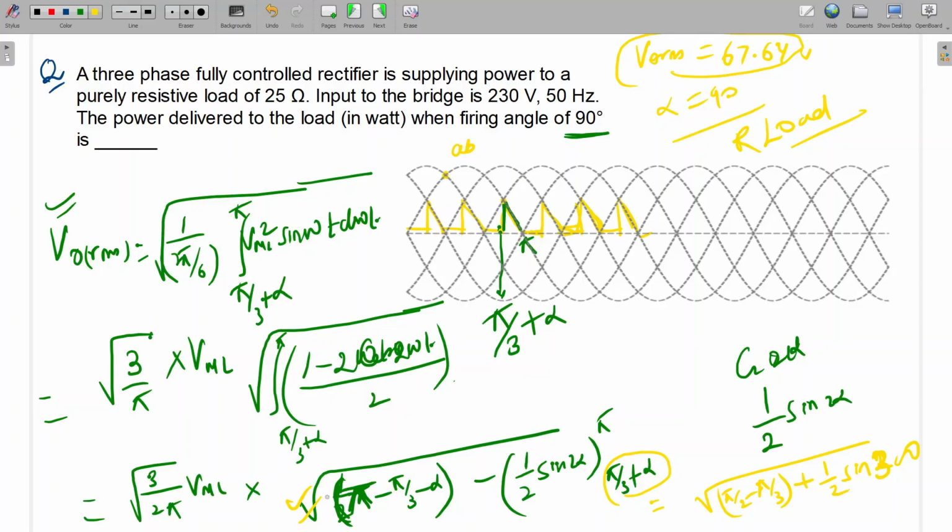I got this factor as 0.3, from here to here. Okay. 0.3 multiplied by this one. So 67.61 I am getting. 67.61. Is it correct? Everyone got this value?